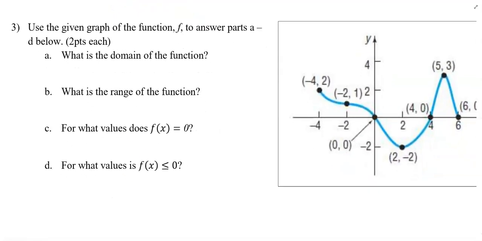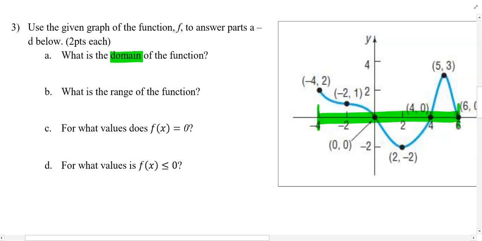In question 3, we're answering some properties of the function. What is the domain of the function? So domain would be our x values, and it looks like this particular graph exists between -4 and +6. The range of the function would be our y values, and it appears that our largest y value is +3, and the smallest y value is -2. So our range exists between -2 and +3.